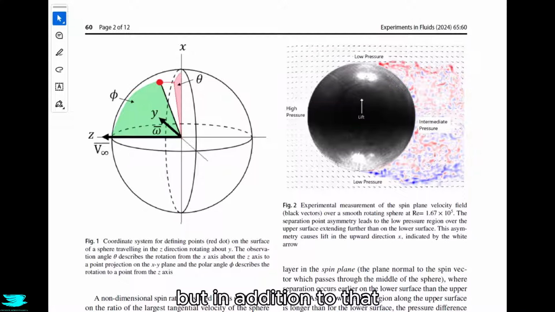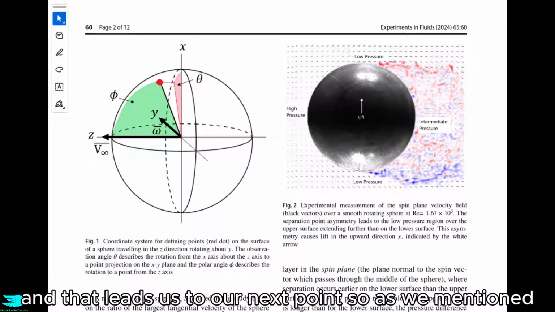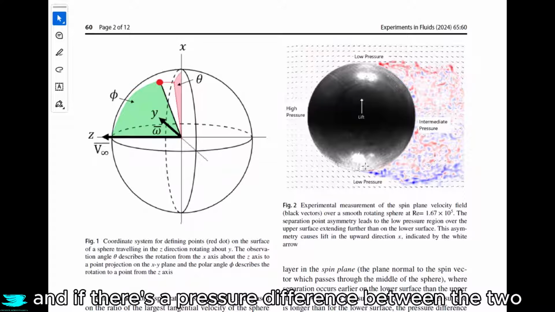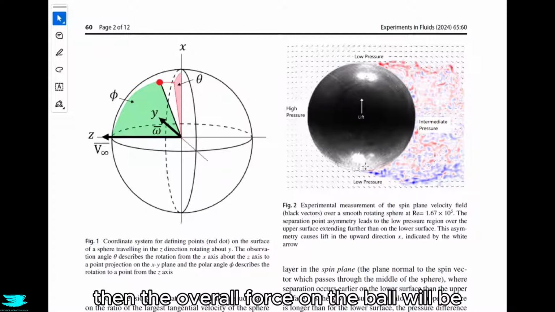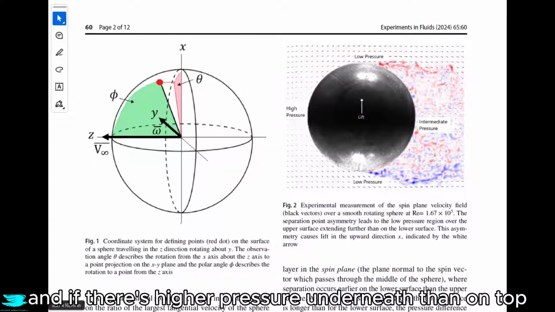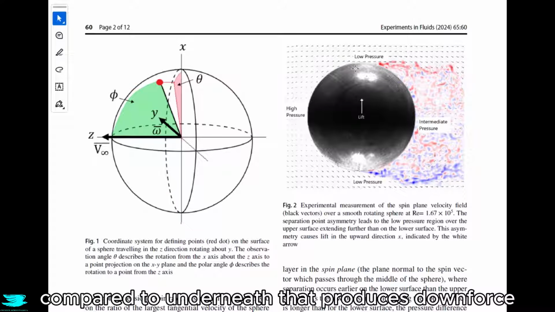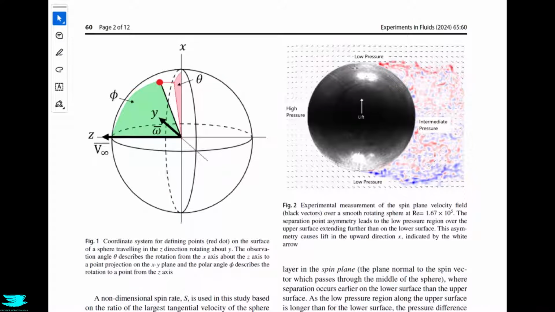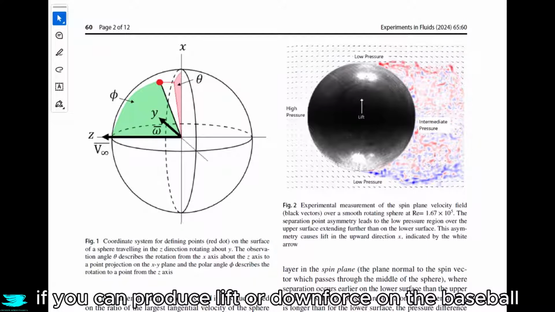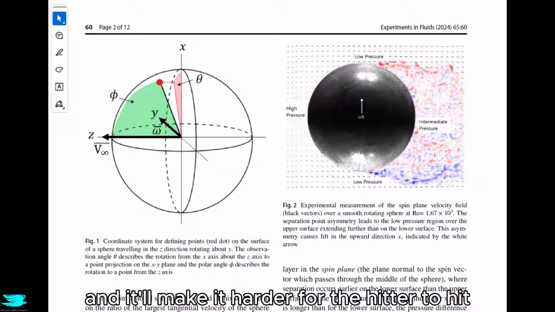But in addition to that, if the ball remains faster, then other aerodynamic properties also become more severe. And that leads us to our next point. As we mentioned, there's low pressure on top and underneath the ball. And if there's a pressure difference between the two, then the overall force on the ball will be either up or down, if there's an asymmetry here. If there's higher pressure underneath than on top, that will create a lift. If we have higher pressure on top compared to underneath, that produces downforce. And coming back to an example like a baseball, if you can produce lift or downforce on the baseball, then that will make it rise or drop more than expected, and that'll make it harder for the hitter to hit.